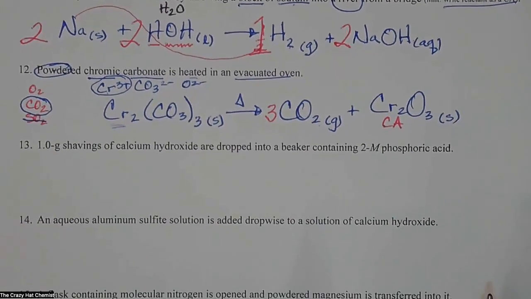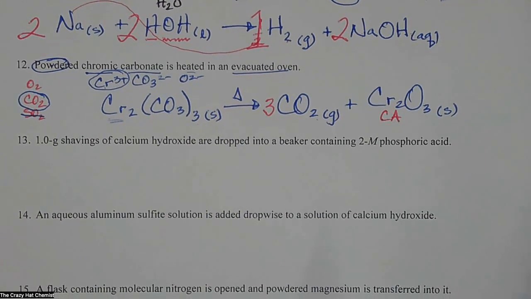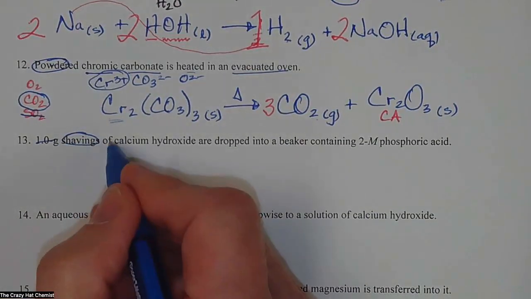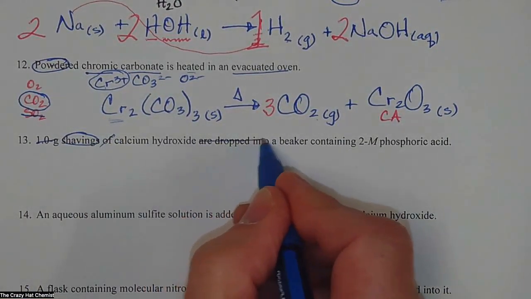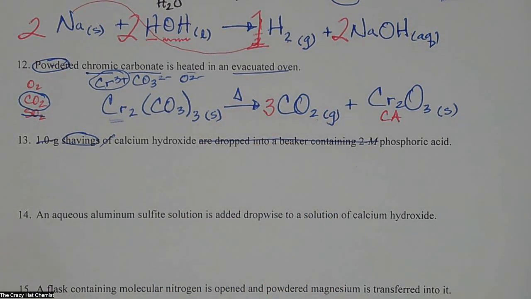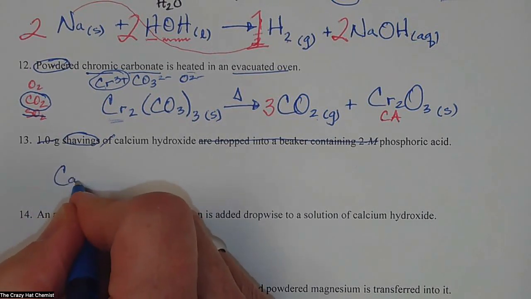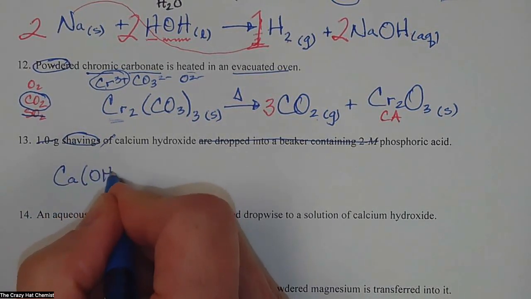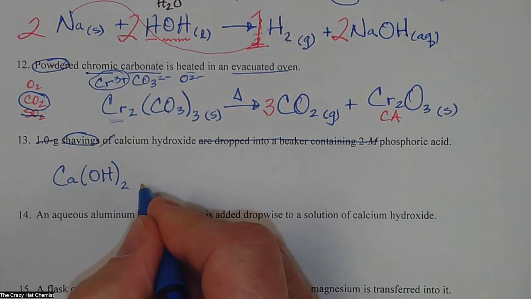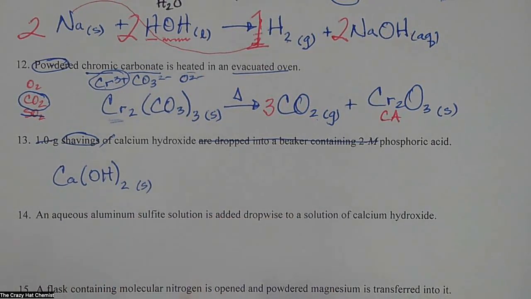All right, let's scoot this one up, and we'll do number 13. It says 1 gram shavings. That shavings indicates the state of matter. That's a solid. Are dropped into a beaker containing 2 molar phosphoric acid. This isn't the first time that we did phosphoric acid. We've done phosphoric acid before, and we've done calcium hydroxide before. So I will assume that you know that calcium is a group 2, hydroxide is a polyatomic ion of a 1- charge, and that is a 2 right there like that. It says that it's shaving, so therefore this is a solid right there like that, okay?